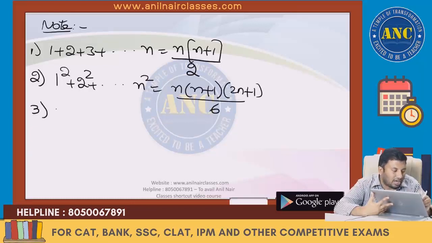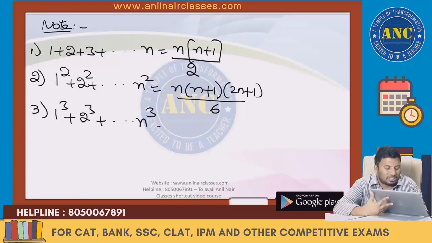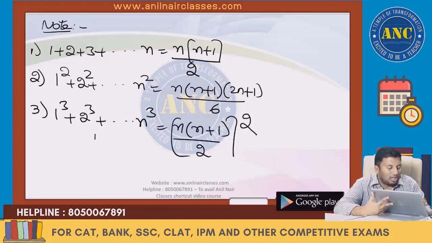The first 3 you already know. The next 2 probably will be new to you. The sum of the cubes of the first n natural numbers is nothing but n into n plus 1 by 2 whole square. All the 3 can be solved so beautifully by using mathematical induction.